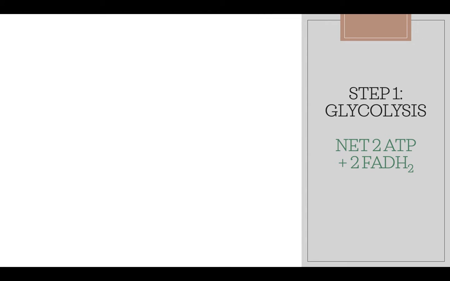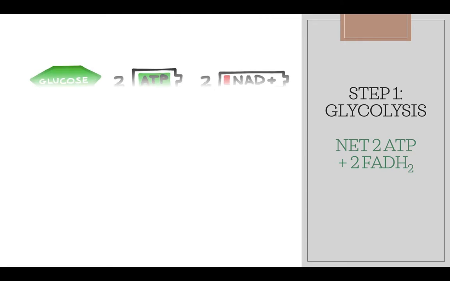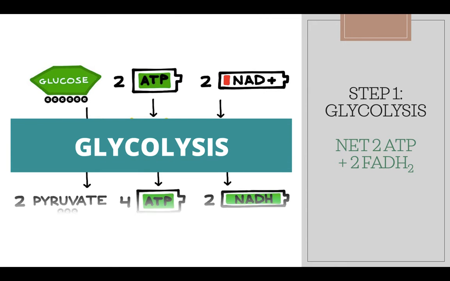The first step of cellular respiration, glycolysis, generates 2 pyruvate molecules with 1 molecule of glucose. Pyruvate is then later used to generate acetyl-CoA. However, in glycolysis alone, both ATP and FADH2 is generated.